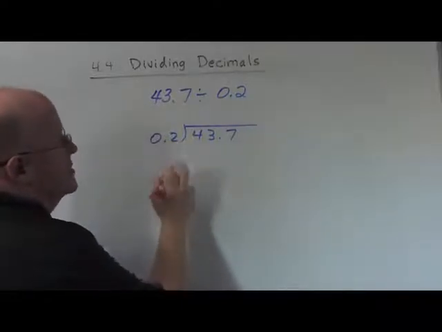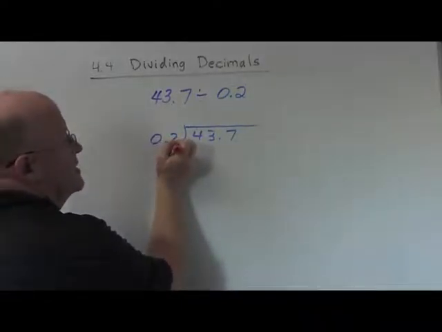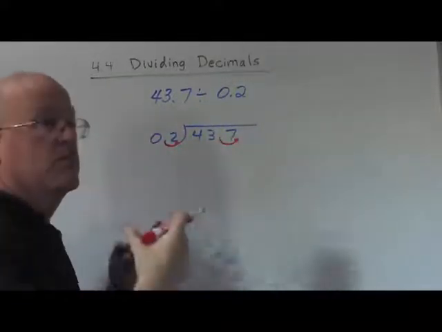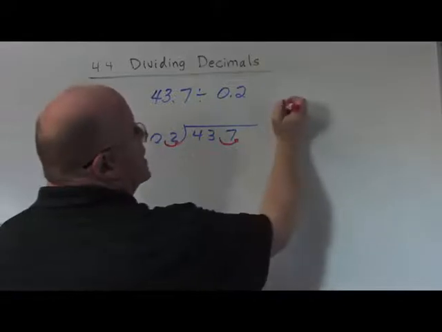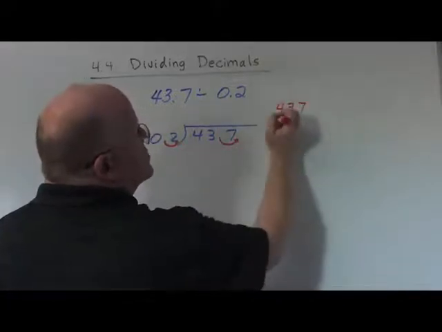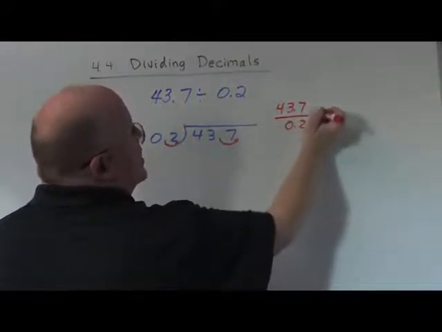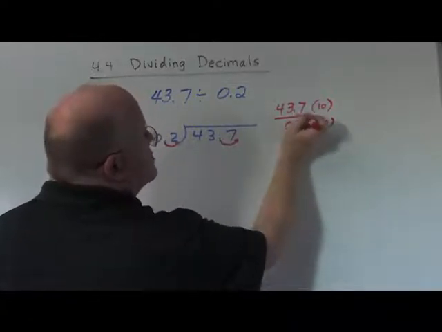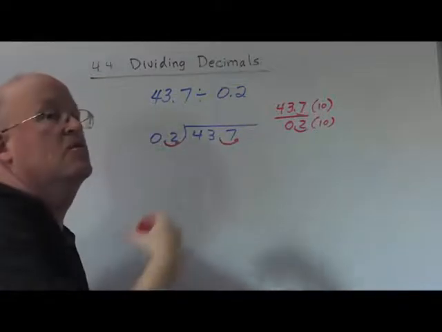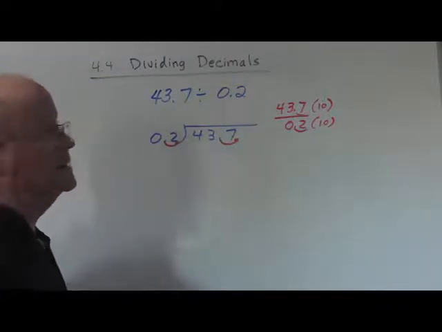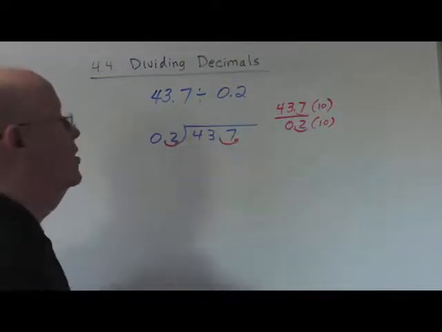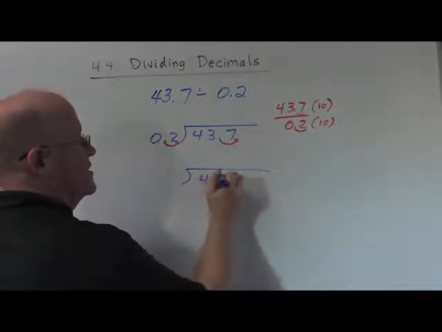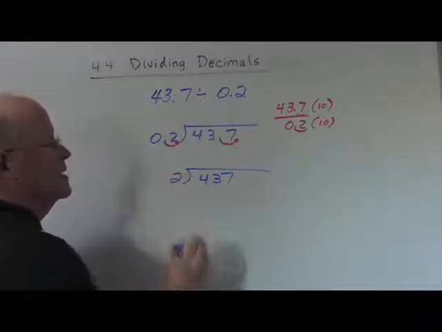So what we're basically going to do is multiply each of these numbers by 10. Basically, we're multiplying by 10 over 10. If we had 43.7 over 0.2 and we were to multiply by 10 over 10, we would be multiplying each of these by 10 and moving the digits one place to the right. That's what we're doing here now. So we would now have 437, the whole number, divided by 2.